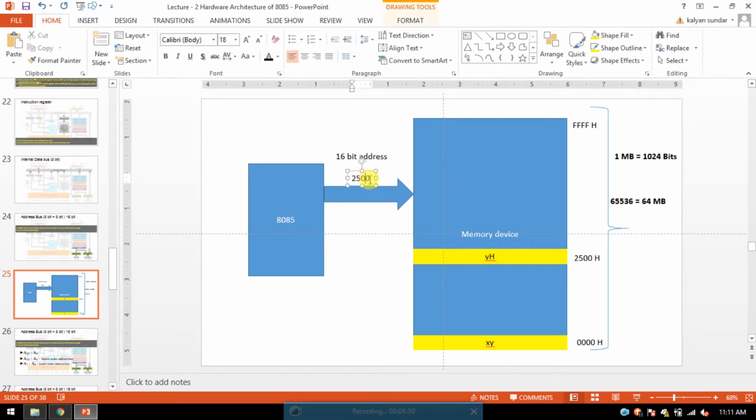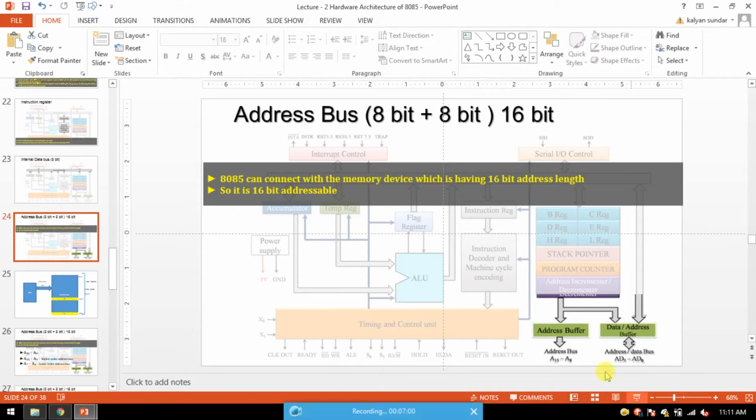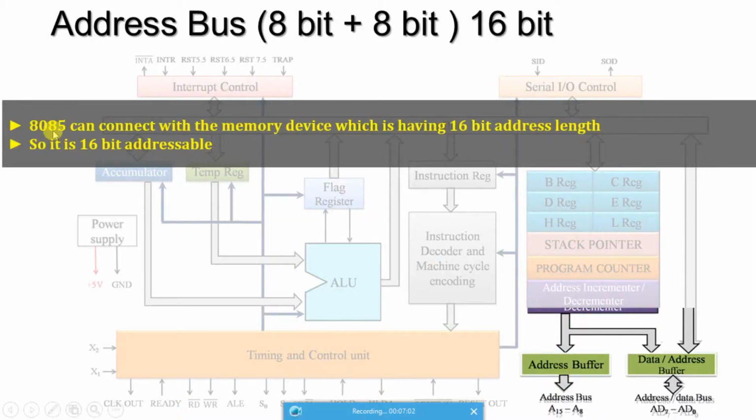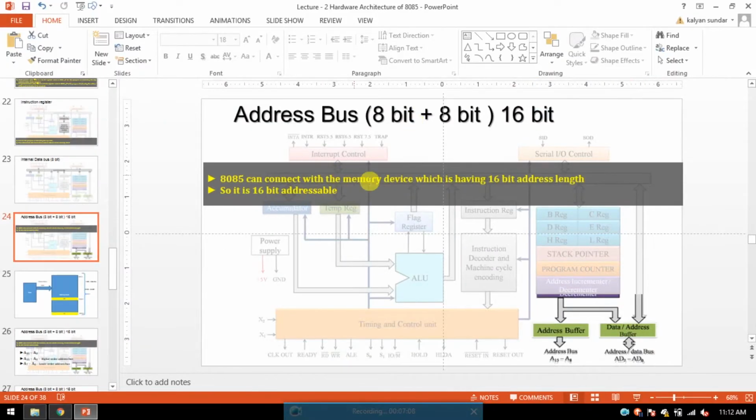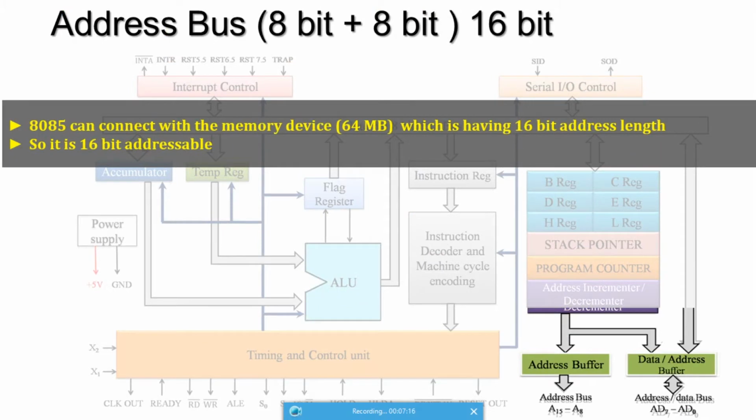This is a very important thing we need to note: the 8085 can connect with a memory device which has a 16-bit address length. We can connect with 64 KB of data. I think it is understandable. So its address is 16-bit addressable, but we said that the 8085 is an 8-bit processor.